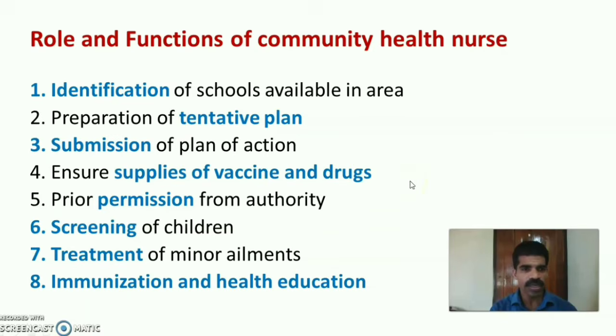Let us discuss in detail. The first function is identification of the schools available in the area. The second is preparation of a tentative plan to conduct the school health services. The third is submission of the plan of action to the authority to get the consent and sanction. The fourth function is to ensure the supplies of vaccines, drugs, and other materials required for the conduct of the school health services. The fifth function is getting prior permission from the authority or head of the institution, headmaster or administrators of the particular school, to conduct the school health services.